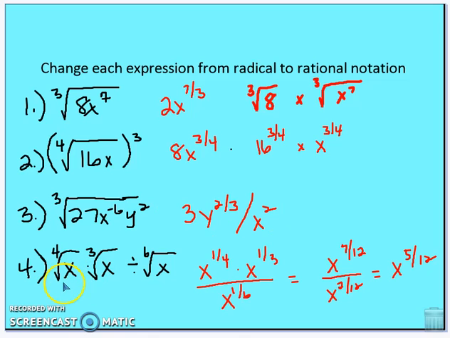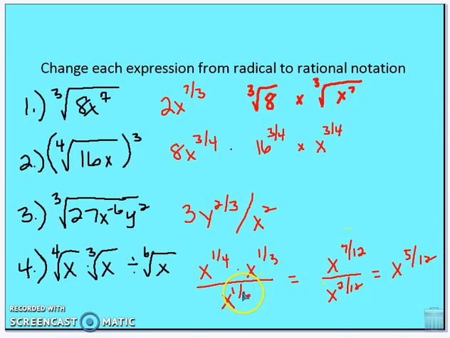Problem number 4, x to the 1/4 times x to the 1/3 divided by x to the 1/6. I have two bases of the same, different exponents, so I'm going to add the exponents together. x to the 1/4 times x to the 1/3 becomes 3/12 plus 4/12, or x to the 7/12.